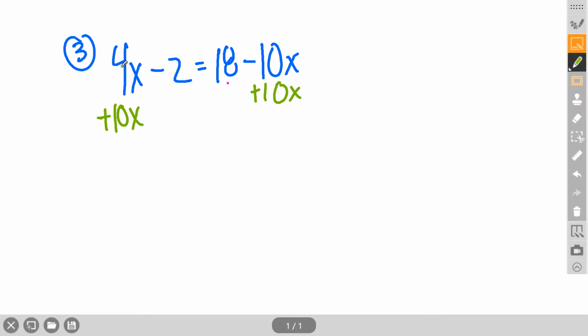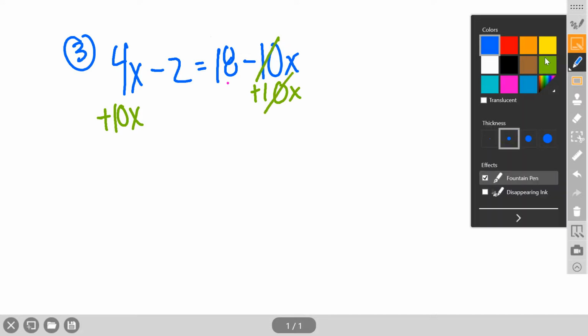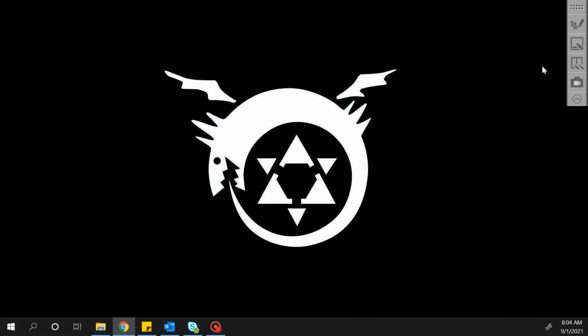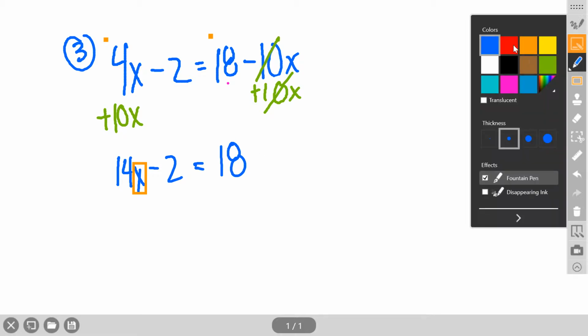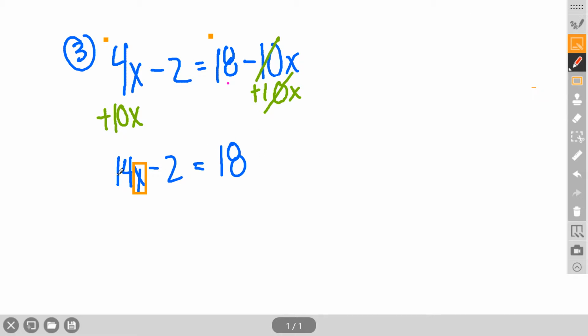Okay, what this does is it allows me to move this negative 10x to the right side and combine it with the x that's already there. So I have 4x plus 10x, 14x, and then everything else, minus 2 equals, and then 18, but the 10x and minus 10x on this side, they cancel out. At this point, I now have the x on the left-hand side, and the only thing on the right-hand side is 18. So I can now begin to solve this for x.